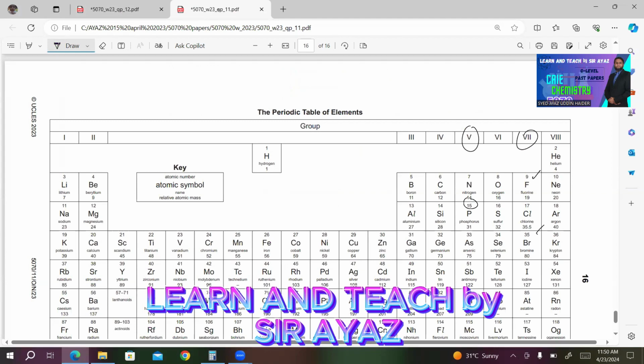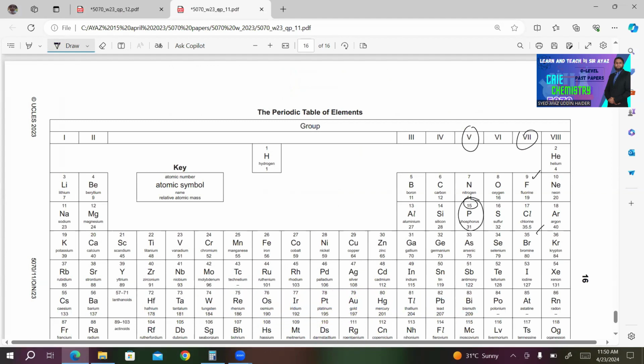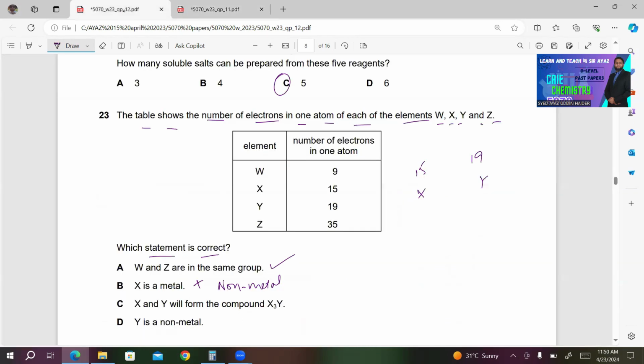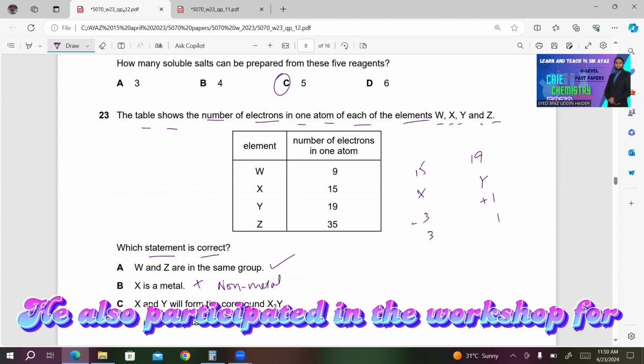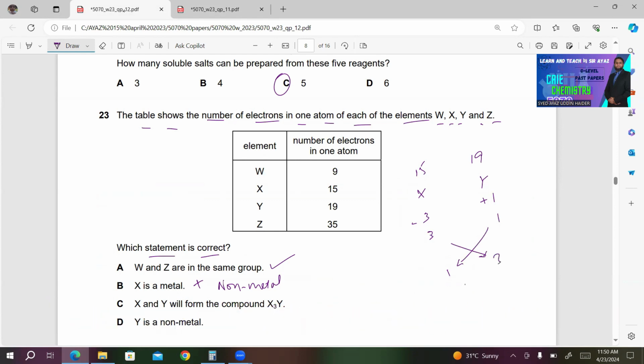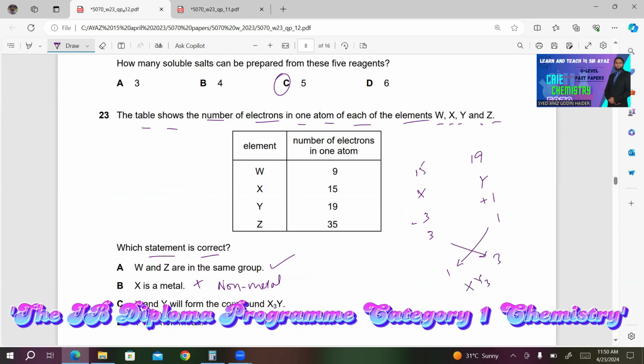Here is X. It's in group 5. 19, potassium. It's in group 1. Plus 1, minus 3. So 3 plus 1. Ignore their charges, but you will get 1 and 3. X, Y, 3. This is incorrect.